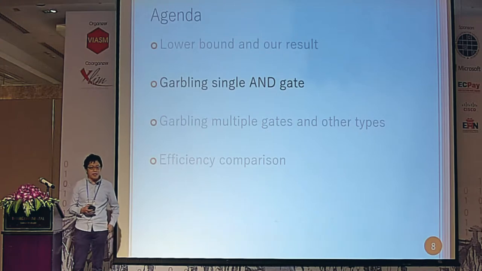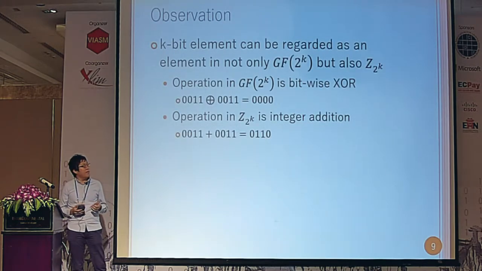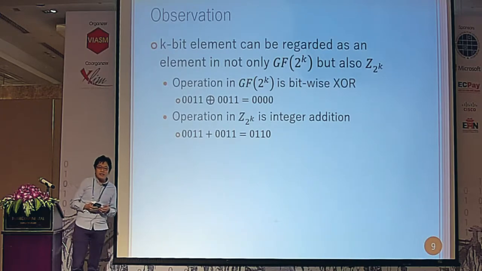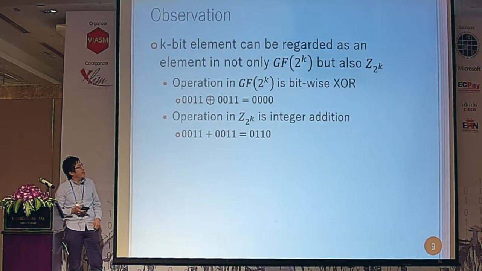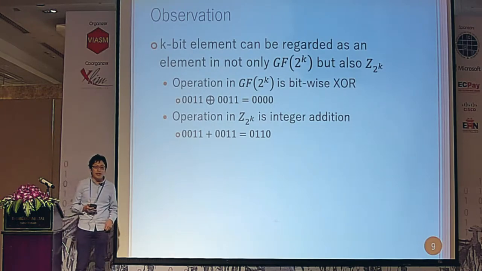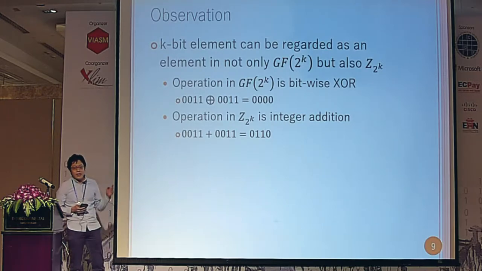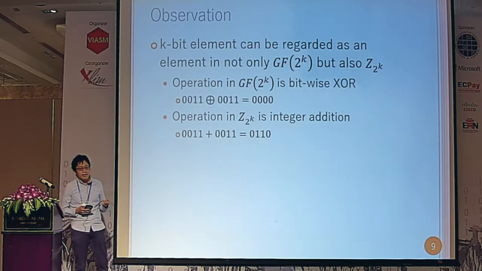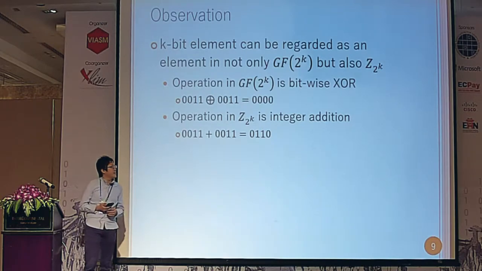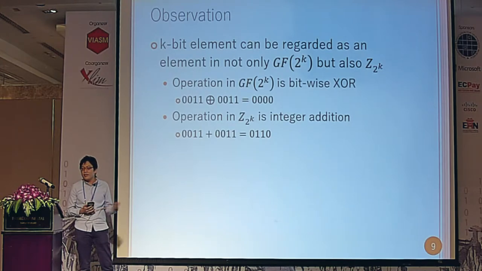Okay, next, we want to explain how to garble a single AND gate. Before I explain precisely, I'd like to introduce one basic observation. In a garbling scheme, we often use a k-bit element as a key, a ciphertext, and so on. A k-bit element can be regarded as an element not only of GF(2^k), but also of Z_{2^k}. It means that we can use two operations on k-bit elements. One is the operation in GF(2^k), which is bitwise exclusive OR. It means that, for example, 0011 XOR 0011 equals 0000. And the other is integer addition. For example, 0011 plus 0011 equals 0110, which is different from the other.